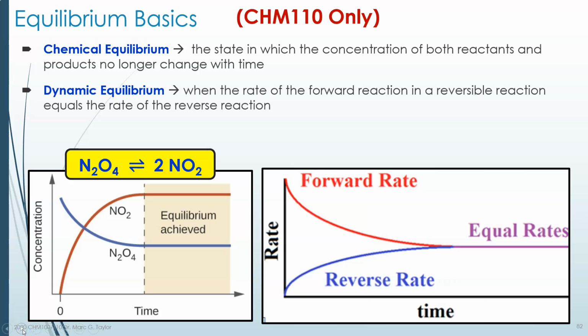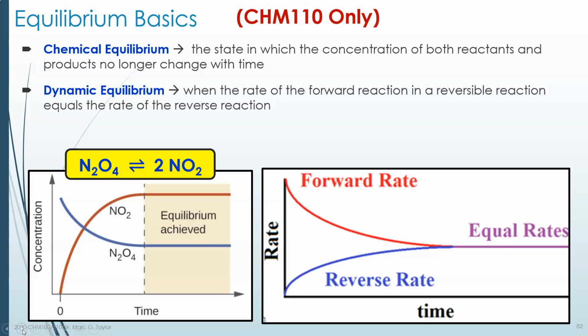Now, a dynamic equilibrium is what all chemical equilibria are, or nearly all chemical equilibria are. This is when the rate of the forward reaction in a reversible reaction, in other words, it can go forward or backwards, equals the rate of the reverse reaction. Well, in this particular reaction, initially the forward rate is very high because you have lots of reactants, and the reverse rate is 0. Why is the reverse rate 0?